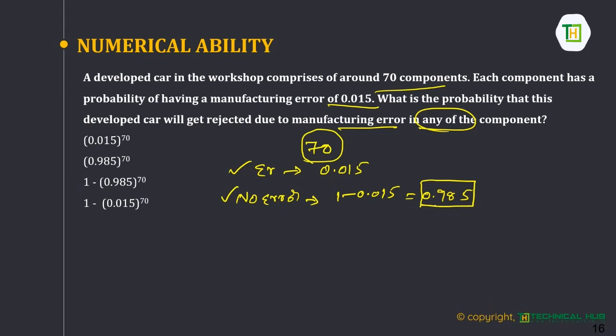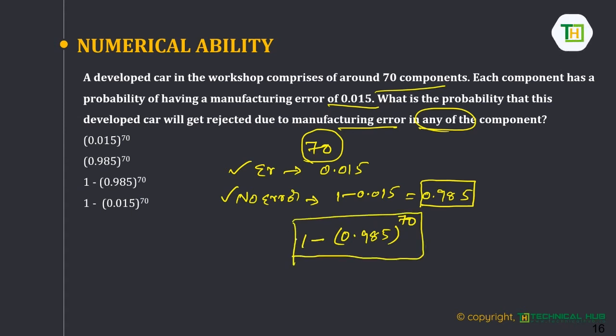Likewise, 70 components are there. For one component, that is 0.985. For 70 components, 0.985 whole to the power of 70. This is the probability that the car will not be rejected. Now the question is, the car will be rejected. It is just the opposite statement of this one, 1 minus. That is your required answer.